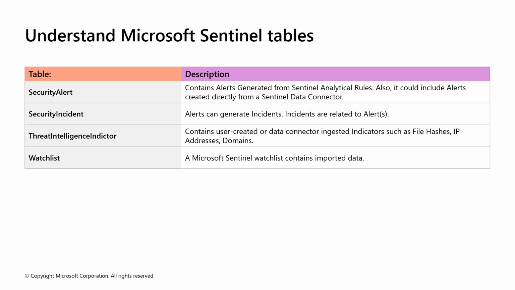Microsoft Sentinel uses several key tables to organize and manage security data. The security alert table holds alerts triggered by analytics rules or directly from data connectors. Those alerts can roll up into the security incident table, which helps group related alerts into a single investigation. The threat intelligence indicator table stores indicators like IPs, domains, and file hashes either manually added or pulled from a threat intelligence feed. And finally, the watchlist table. This is where you can store custom data sets like high-value targets or known bad actors to enrich your detections.